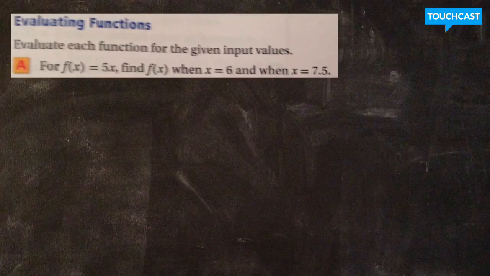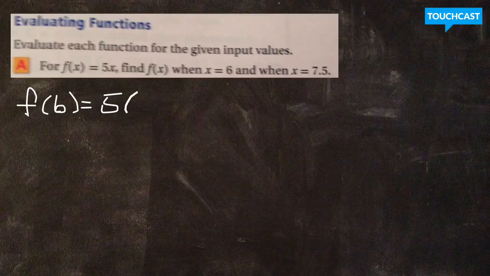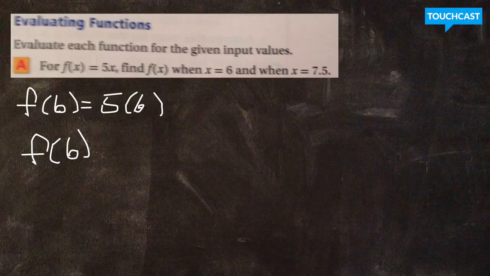So we are going to write f of 6 is going to be equal to 5 times 6. That is just simply substituting 6 in for x, and now we can simplify, doing any of our order of operations that exist in this problem. We know that 5 times 6 is 30, which means that f of x, or f of 6, is going to be equal to 30.